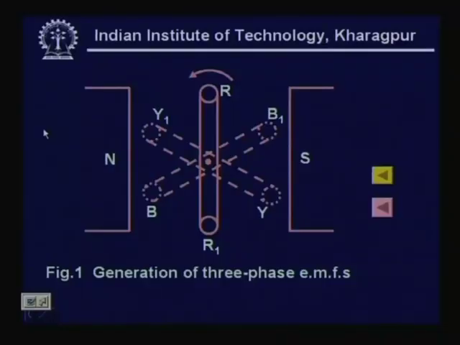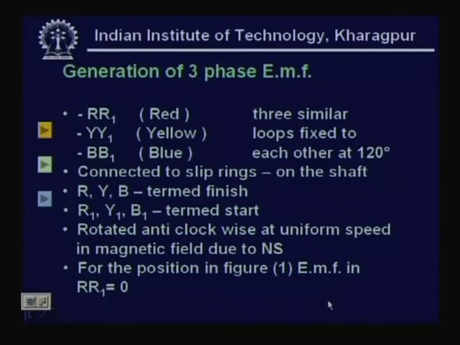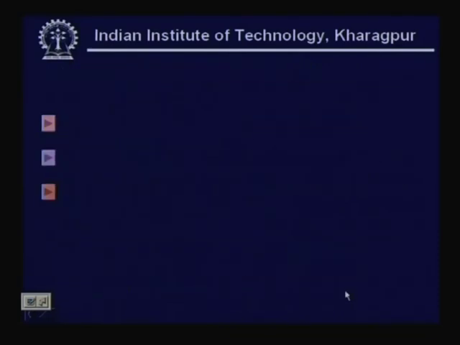Now, recall this figure, figure 1, the way it is placed. RR1 is not cutting any flux, therefore the voltage generated in RR1 is 0. As you recall, the velocity component has to be perpendicular to the magnetic flux, only then is there an induced EMF. So, that being the case, EMF in RR1 is 0.